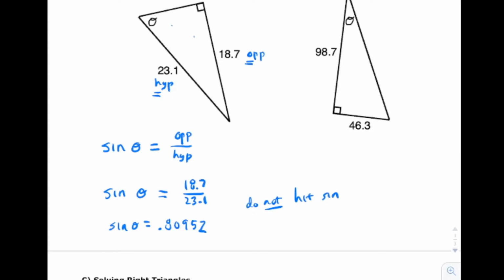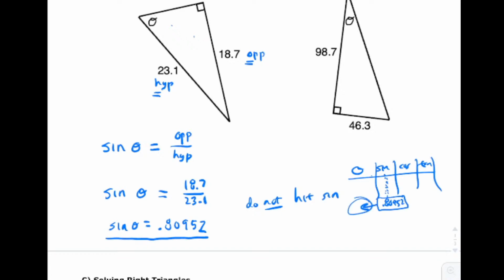Well, how are you going to get it then? If we had one of those tables, it'd be fine. You go to one of those tables where they have theta, and then they put the sine here, the cosine here, and the tangent here. What we said is the sine of the angle is 0.80952. So you'd come down in the sine column until you found 0.80952, and then you'd cross-reference and say, oh, that's what the angle is. Now, you can do that with your calculator.